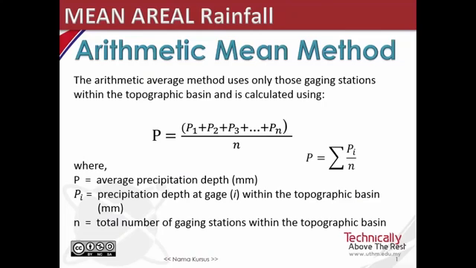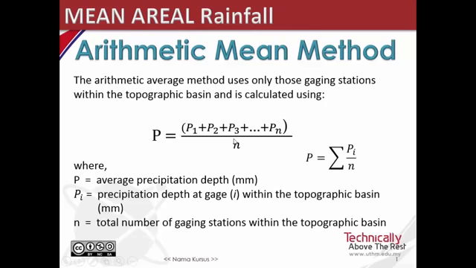The arithmetic average method uses only those gauging stations within the topographic basin and is calculated using this equation. P equals the summation of Pi over N, where Pi is the precipitation depth at gauge i within the topographic basin, and N is the total number of gauging stations.